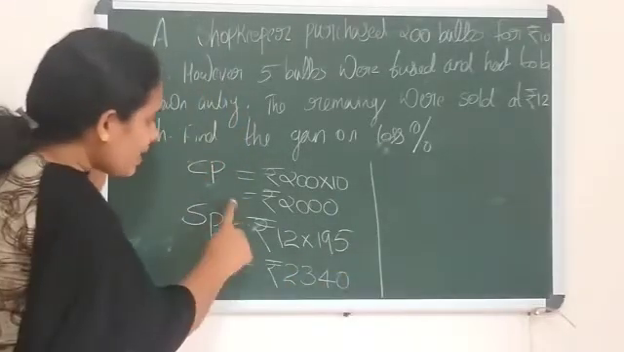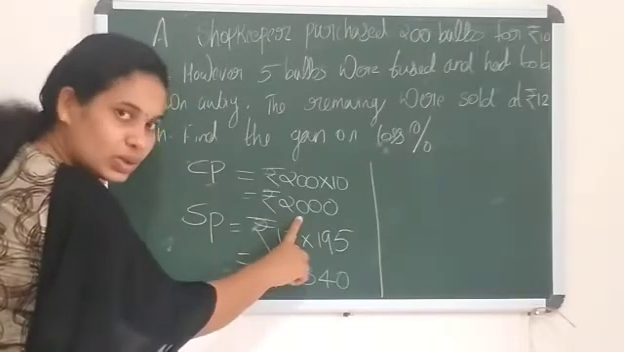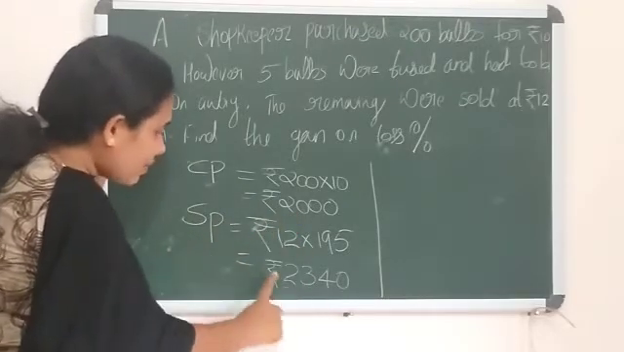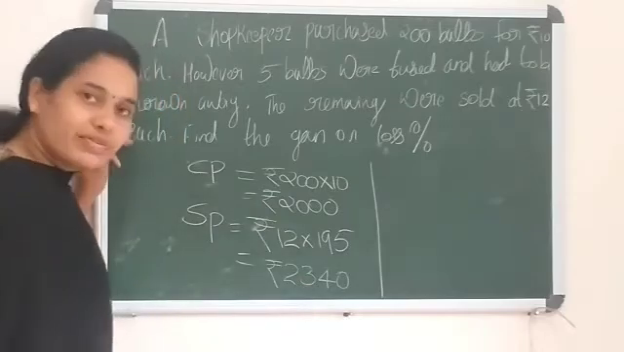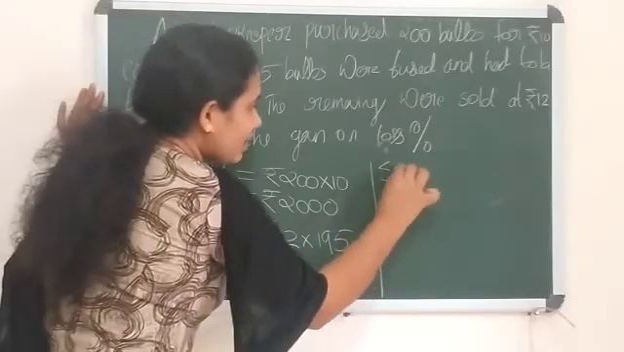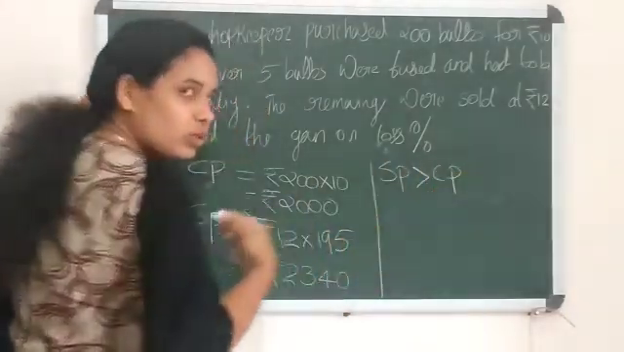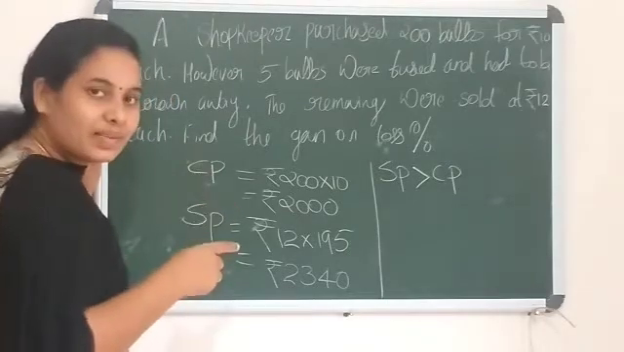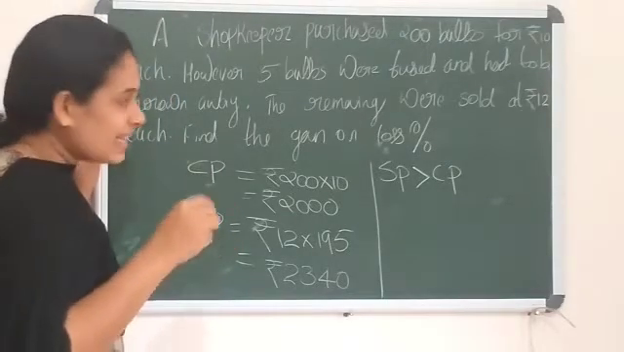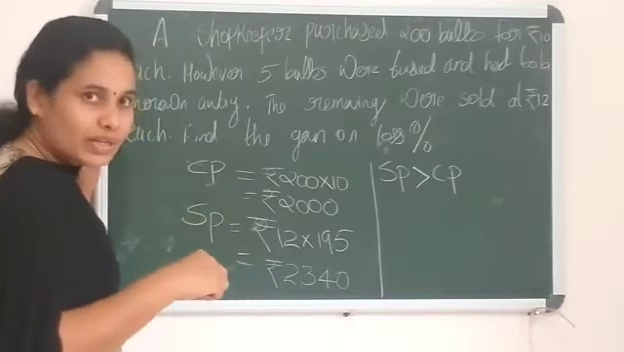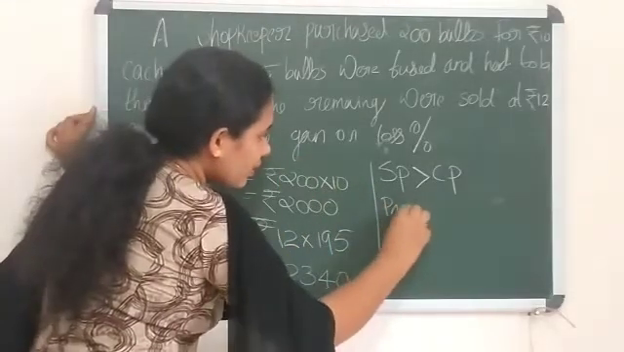Now you can see that cost price is rupees 2000 and selling price is rupees 2340. You can see that selling price is greater than cost price, no? So here profit is there, right? Since selling price is greater than cost price. Now what is the profit?